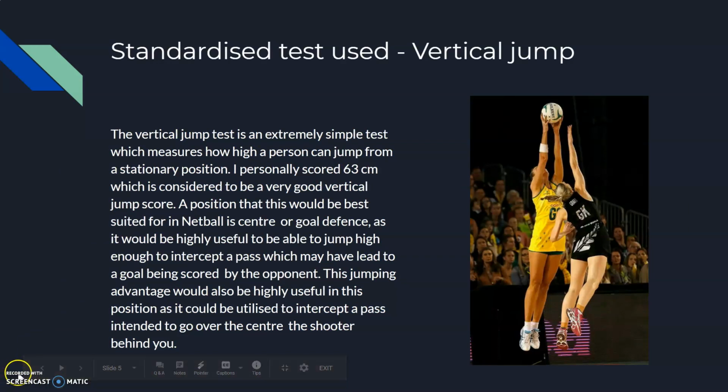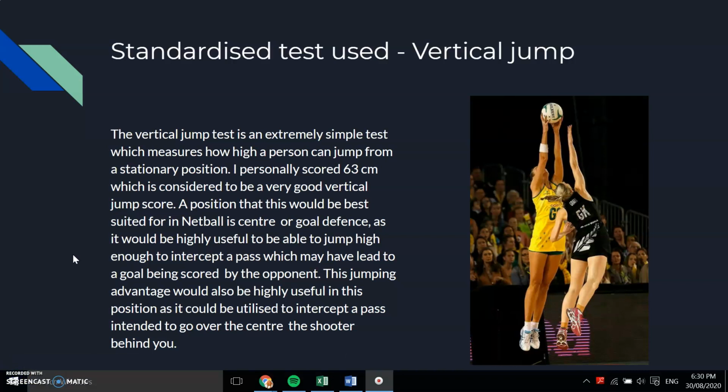Standardized tests used. Vertical jump. The vertical jump test is an extremely simple test which measures how high a person can jump from a stationary position. I personally scored 63 centimeters, which is considered to be a very good vertical jump score. A position that would best be suited in netball is a center or goal defense, as it would be highly useful to be able to jump to intercept a pass which may have led to a goal being scored by the opponent.